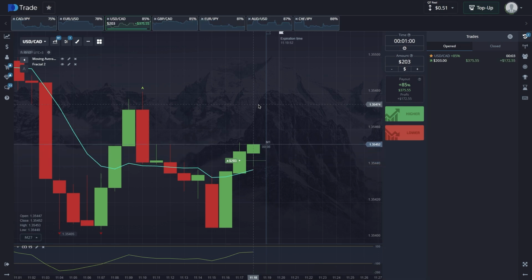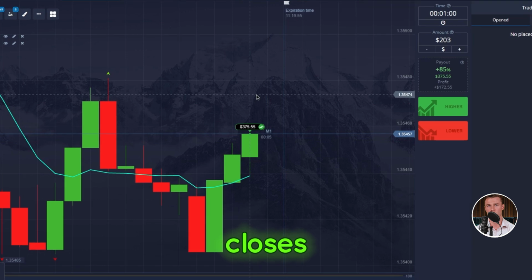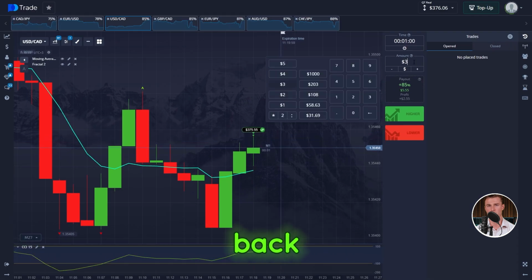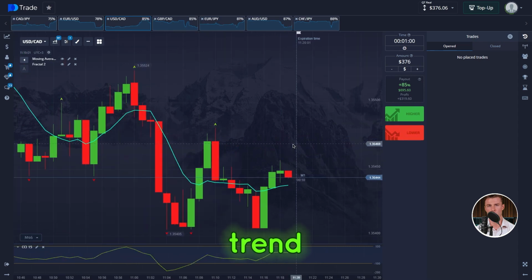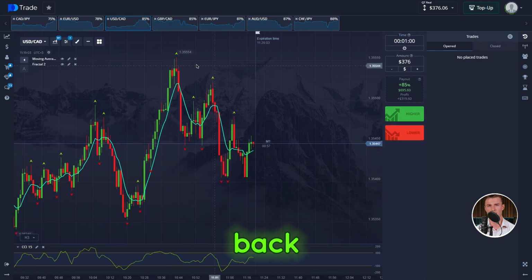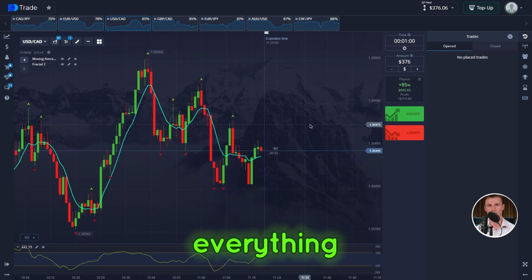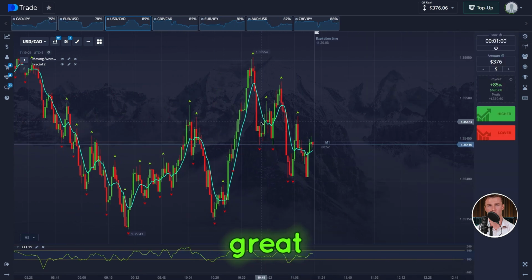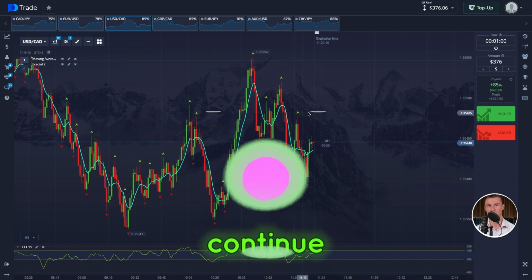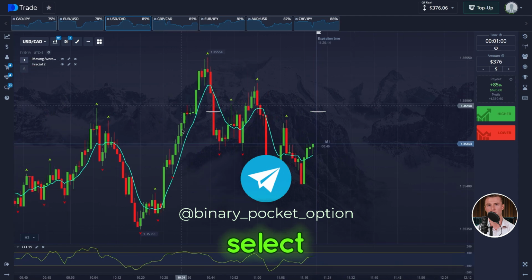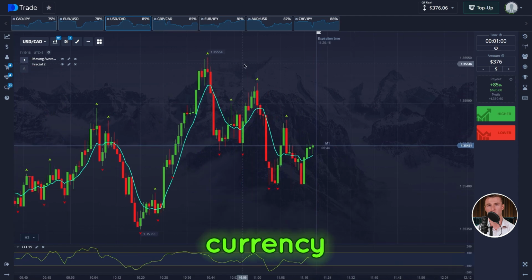And our next trade also closes in a plus without any problems. Everything happened, as I said, a rollback. We opened here against the trend, a candle rollback, a rollback occurred, the deal closed in a plus. Everything is great. I like everything. Let's continue our trading. We will consolidate our result and select the next currency pair.